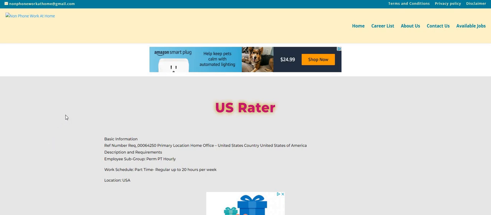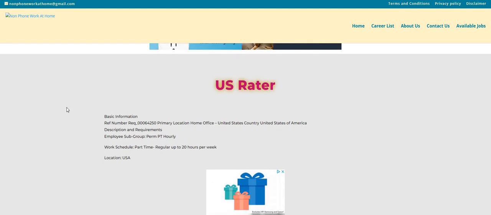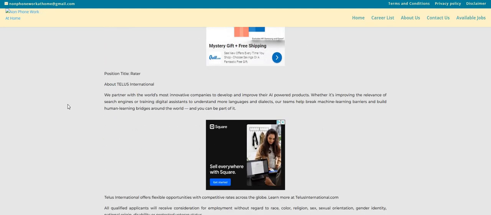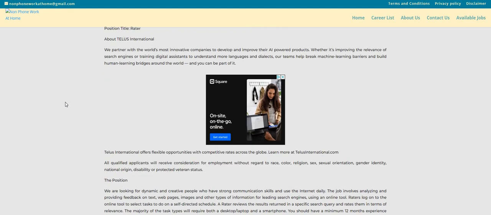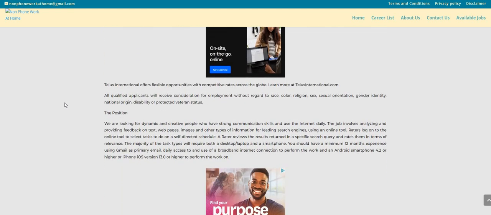Let's hop on in. So the company is TELUS International. You guys have heard us talk about this company before. They're hiring for their U.S. Rater part-time position. And it says that you will be working up to 20 hours per week. You can log in and out with this company whenever you get ready. They are very flexible.